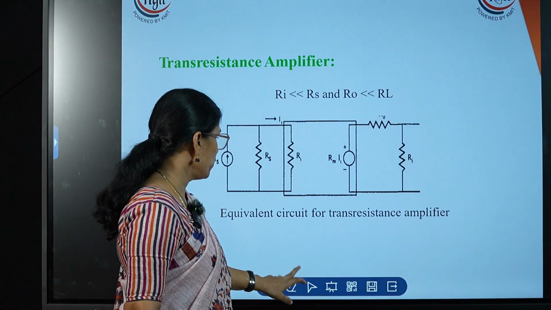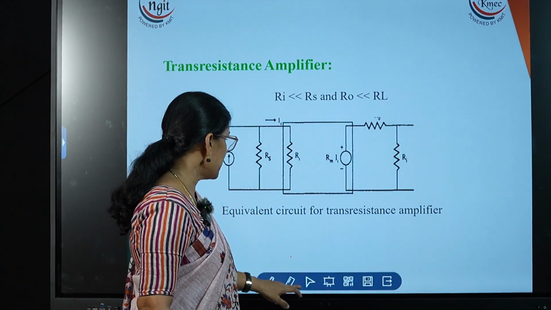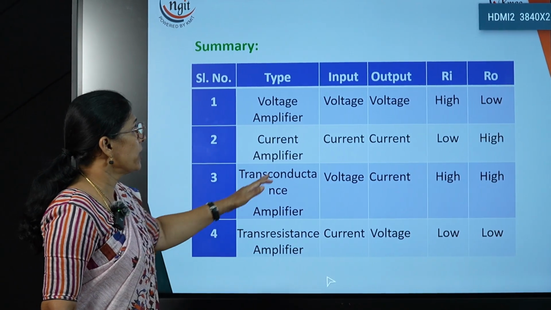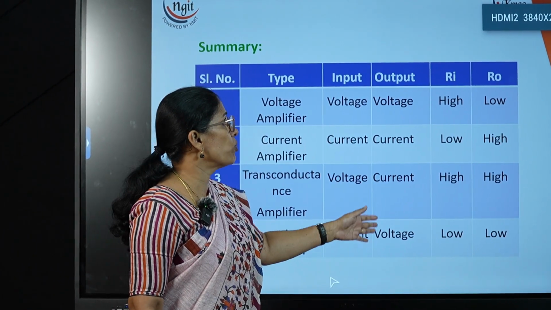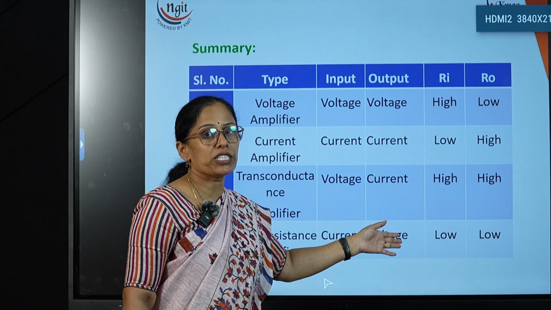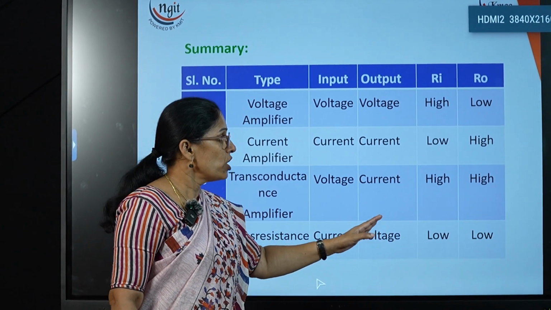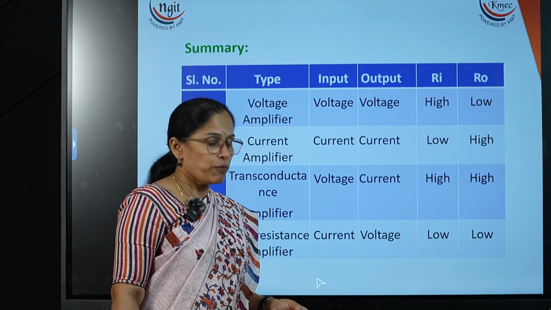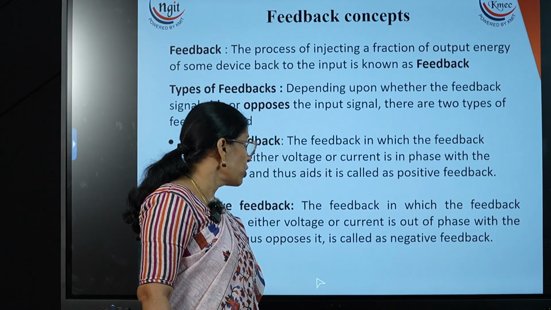Now here the brief analysis is given. So these are the four amplifiers, and what is the input parameter and what is the output parameter, and how the input resistance and how the output resistance. Now this information is required for the feedback concepts. Now we will look into the feedback.